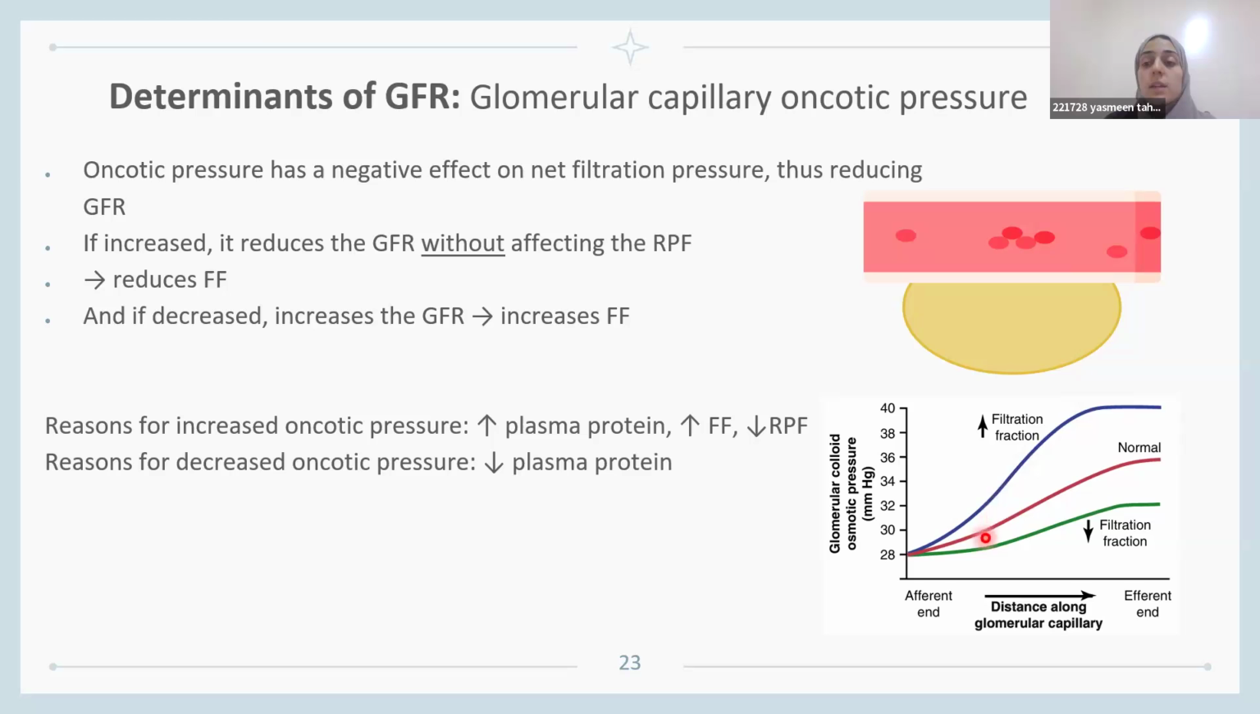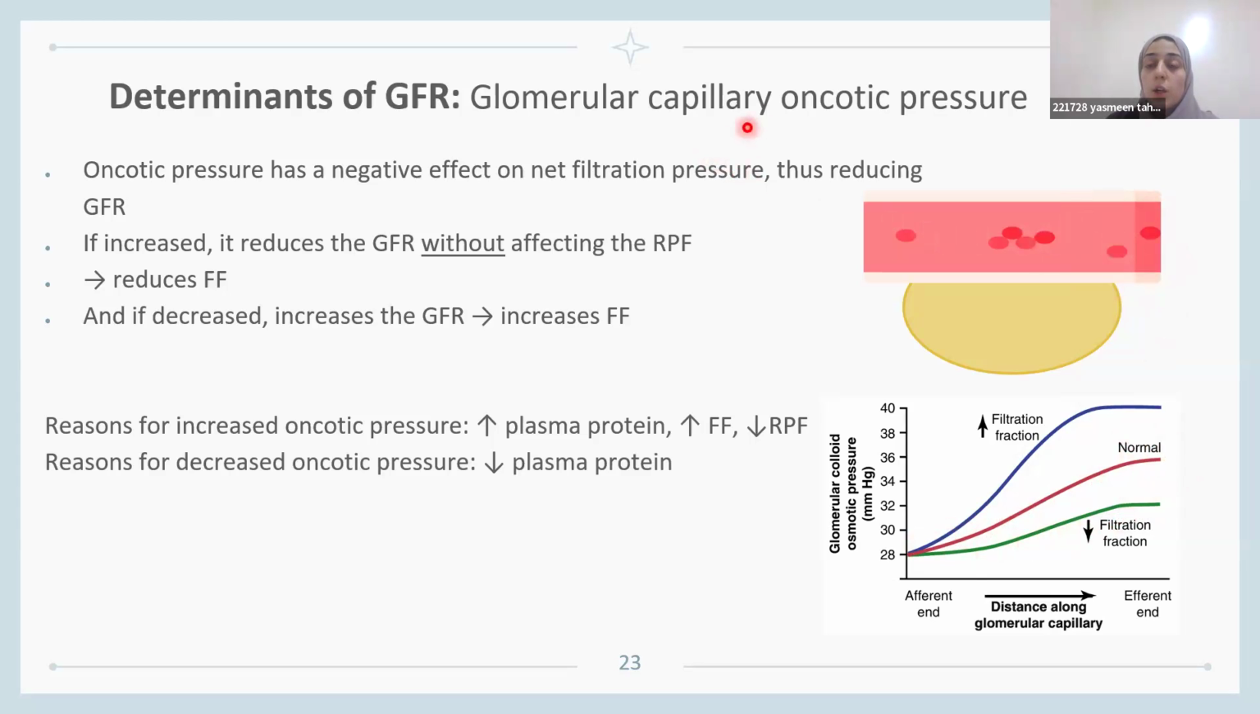And if for any reason we have a filtration fraction that is less than normal, we are not losing as much fluid, so the oncotic pressure is not getting as high as it normally would by the end of the capillary. Now, as I said, the higher oncotic pressure at the end of the capillary is normal, it's physiological. And it's one of the things that stops the filtration at some point in the capillary.